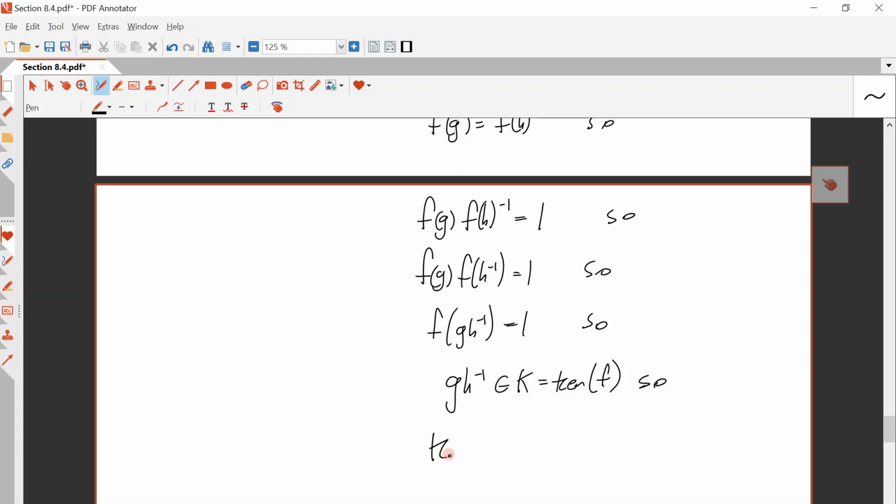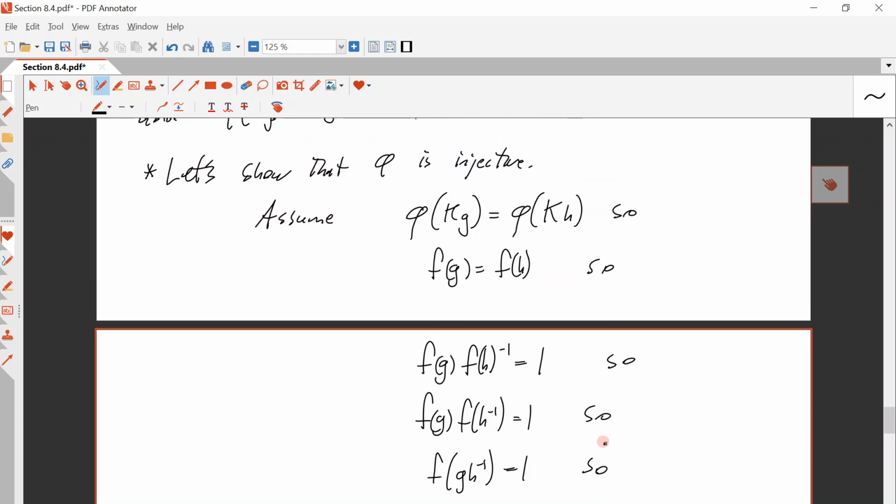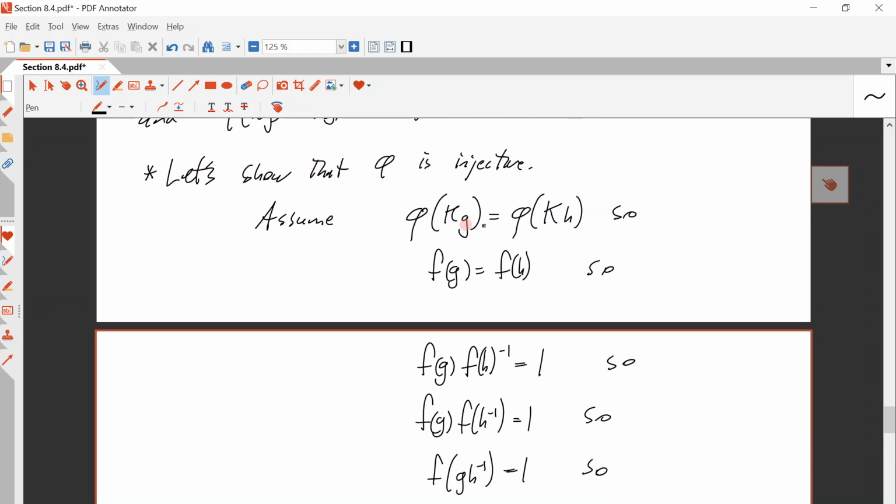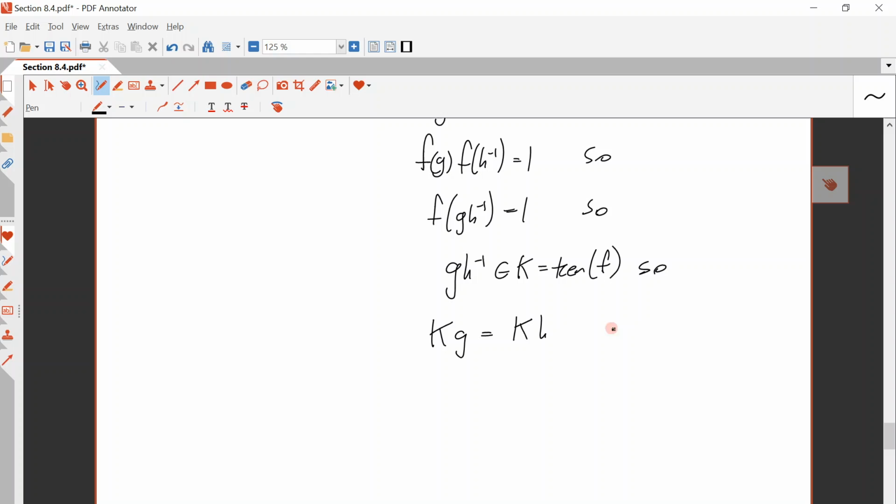And that's exactly the relationship. That means the right coset Kg is equal to the right coset Kh. That was exactly the relationship. So Kg is equal to Kh when phi of Kg is equal to phi of Kh. So this equal to this implies this is equal to this, as required. All right, now we just have to show that phi is a homomorphism.